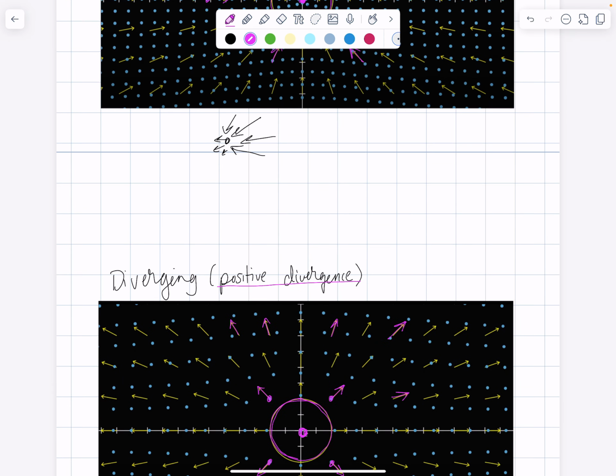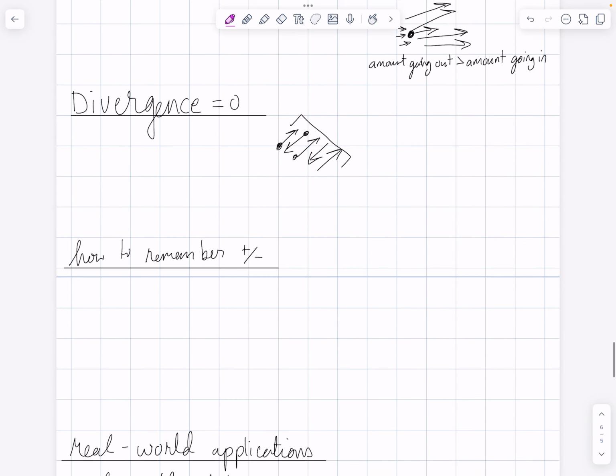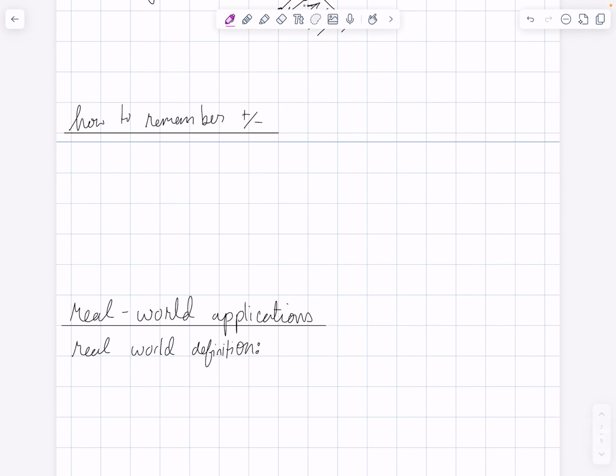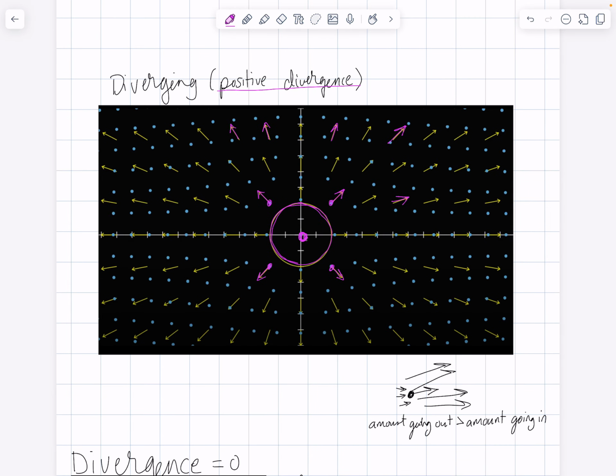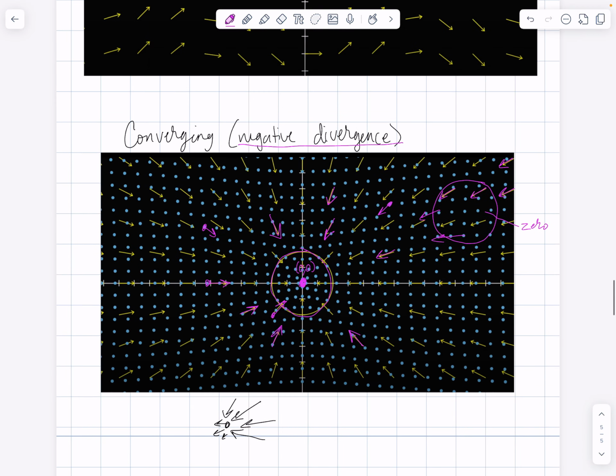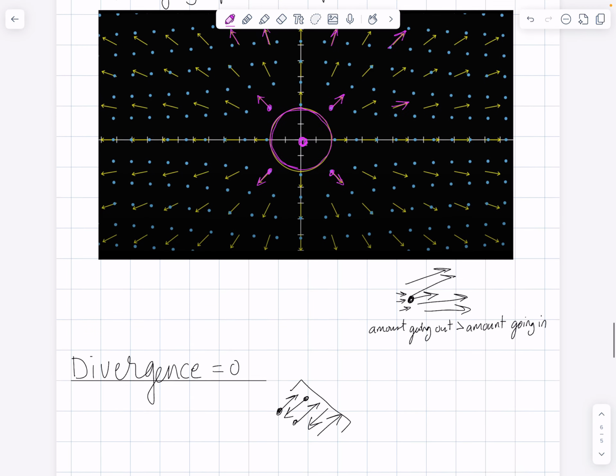Let's go back to pink pen. Okay, so let's talk about how to remember that. Because when I think about this, I think positive, it's going away. When I think negative, it's coming in. That's kind of confusing to me. It seems a little counterintuitive.